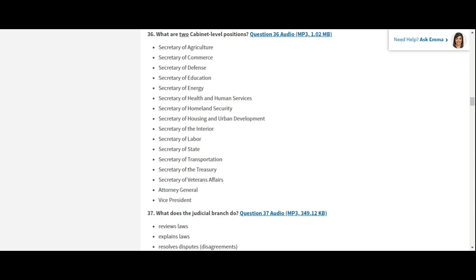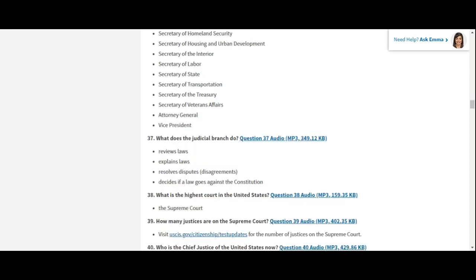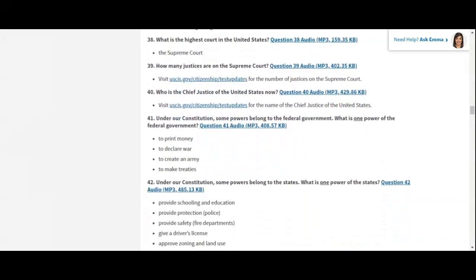What are two cabinet level positions? Secretary of State and Secretary of Defense. What does the judicial branch do? It reviews laws. What is the highest court in the United States? The Supreme Court.